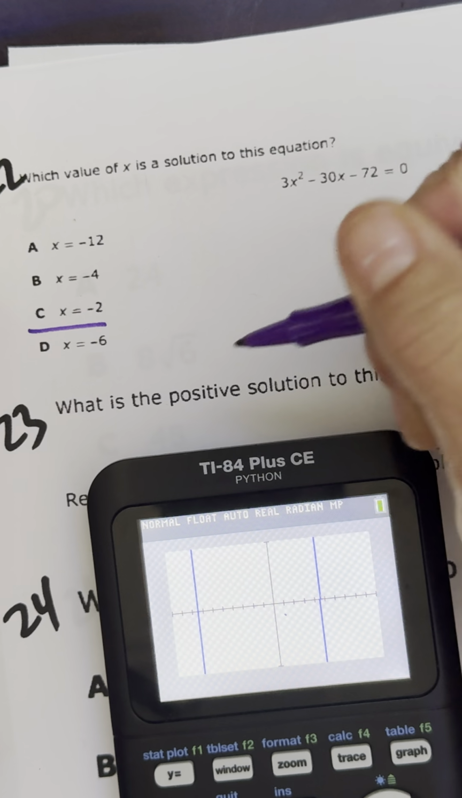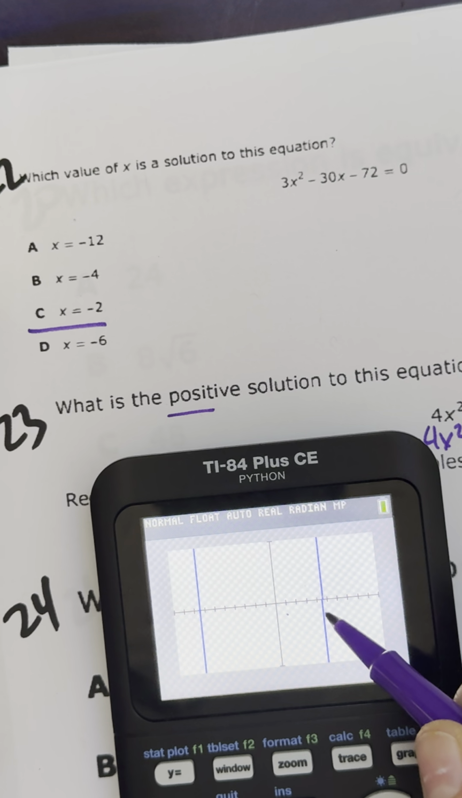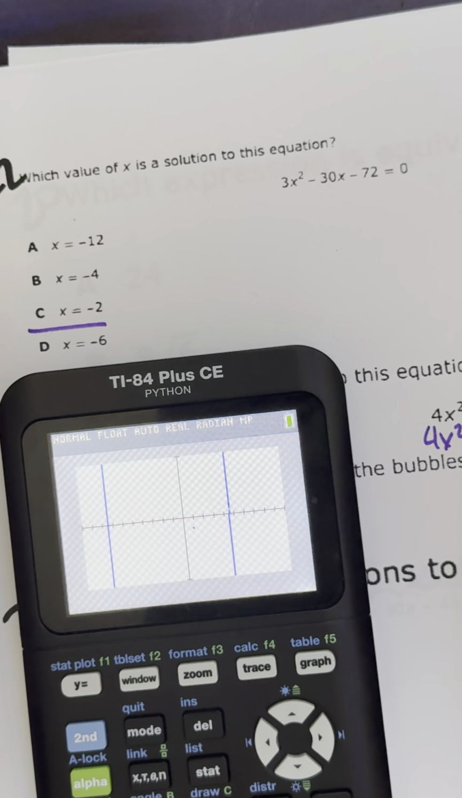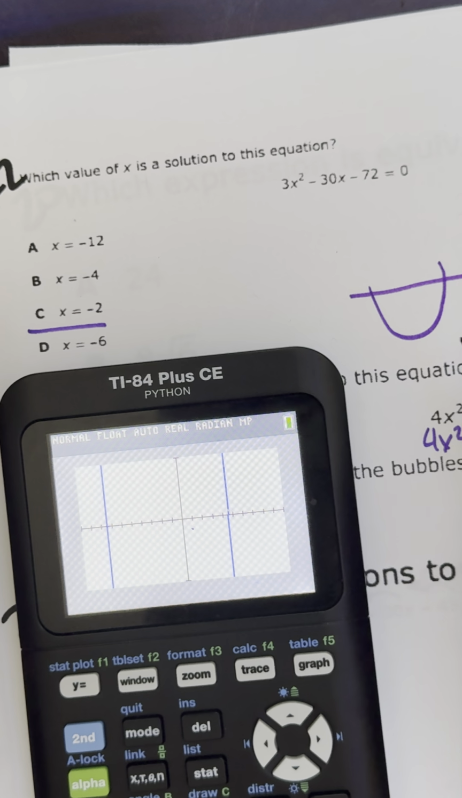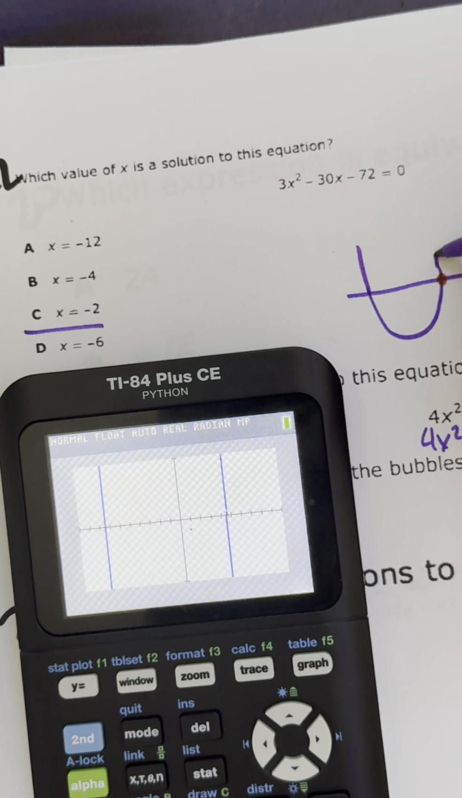So we're looking for the positive solution. So you're looking for this solution here. So reminder, even though you can't see the whole thing, it is a parabola. Okay? So there's a bottom somewhere. And it's a U-shape because it's positive, it's going up. So you're looking for this point here, the positive side, that solution.